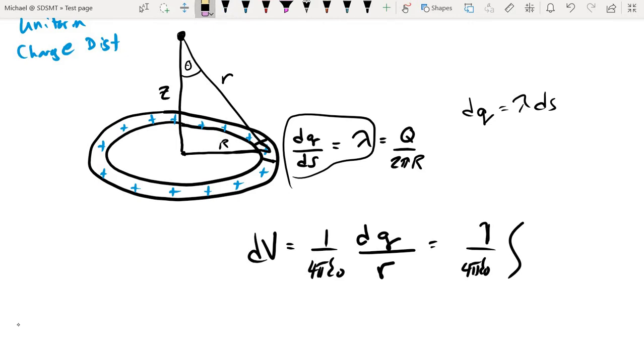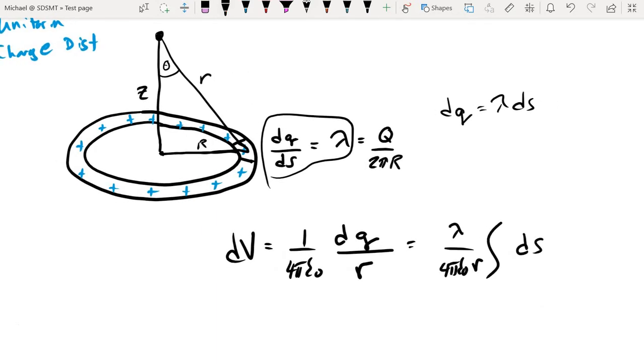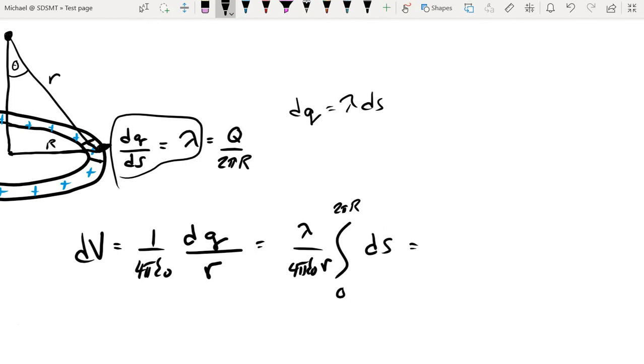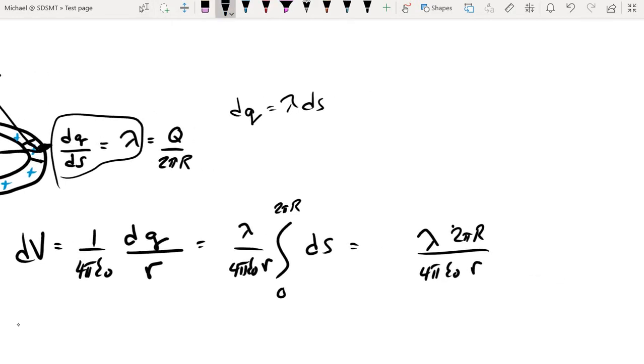See, lambda can come out to the front, because that is a constant. Along with r, little r is a constant. The only thing that actually remains inside of our integral is ds. And so we'll integrate from some starting point, we'll call that 0, but then we have to go all the way around the circle, which has a circumference of 2 pi r. And that means when we evaluate our limit, we're going to get lambda 2 pi r over 4 pi epsilon little r. The 2 pi's will reduce with the 4 pi in the denominator. We now have lambda big R over 2 epsilon little r.